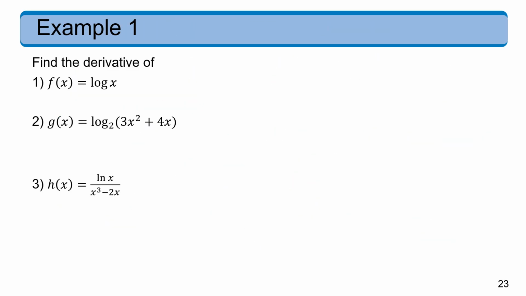We'll do some practice with these formulas in this example. So first we have f of x equals log x. So you may remember from pre-calculus, if you see a log with no subscript, that means the base is 10. So now we have f prime of x equals, so our formula, remember, was 1 over x times natural log of the base, and this one had base 10.